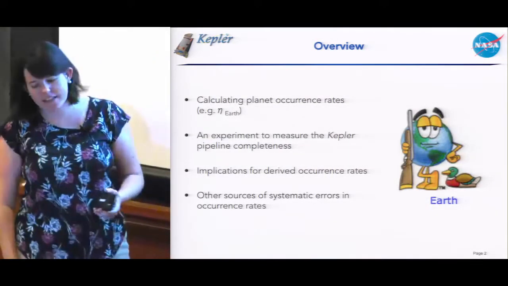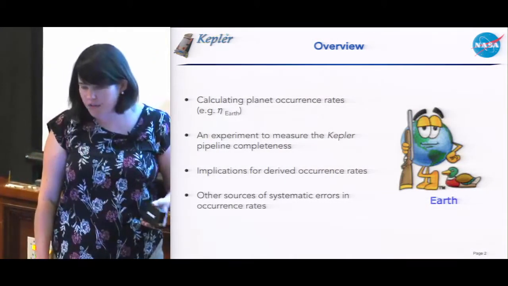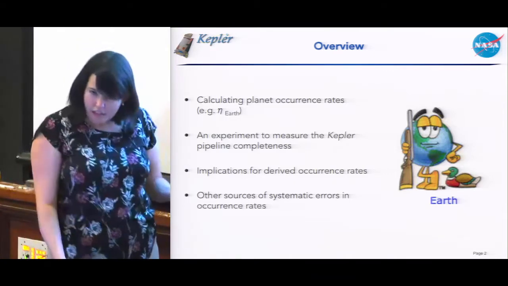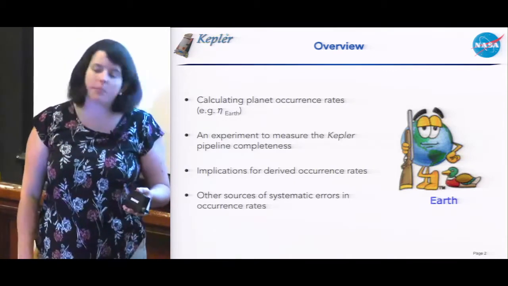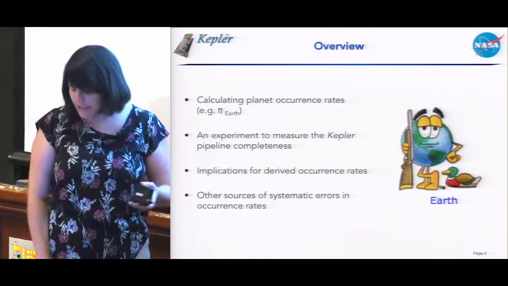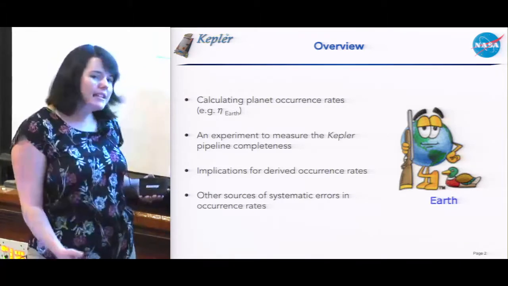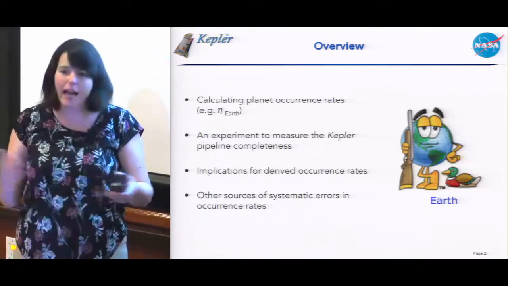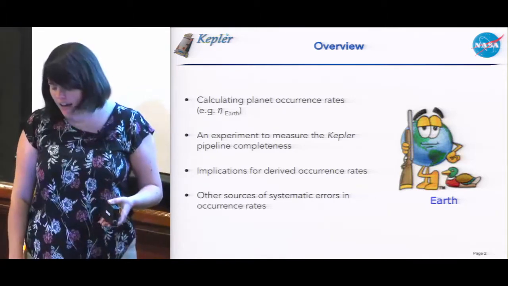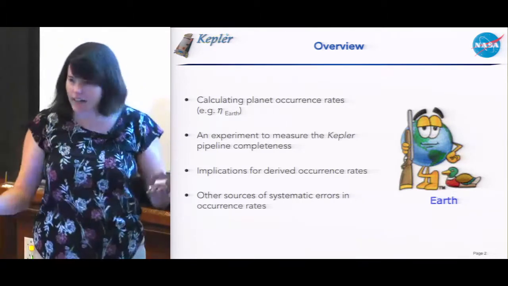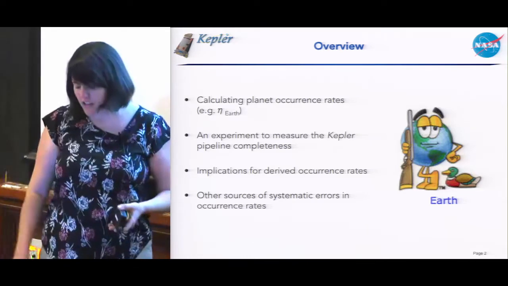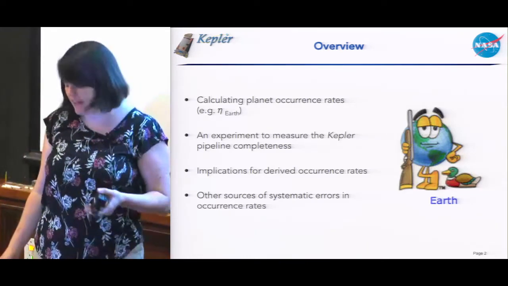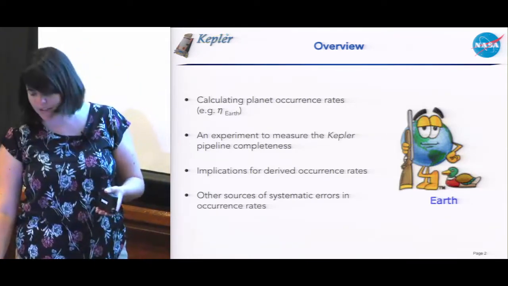All right, so briefly what I'm going to take you through is calculating occurrence rates, the particular research that I've been doing to measure the Kepler pipeline's completeness or detectability, what that means for the occurrence rates that we derive, like how much it changes the answer by. And finally, completeness is just one of these little bugs that you get that can change your answer. So I'm going to talk through some of the others. Mostly I'll be talking about completeness though.